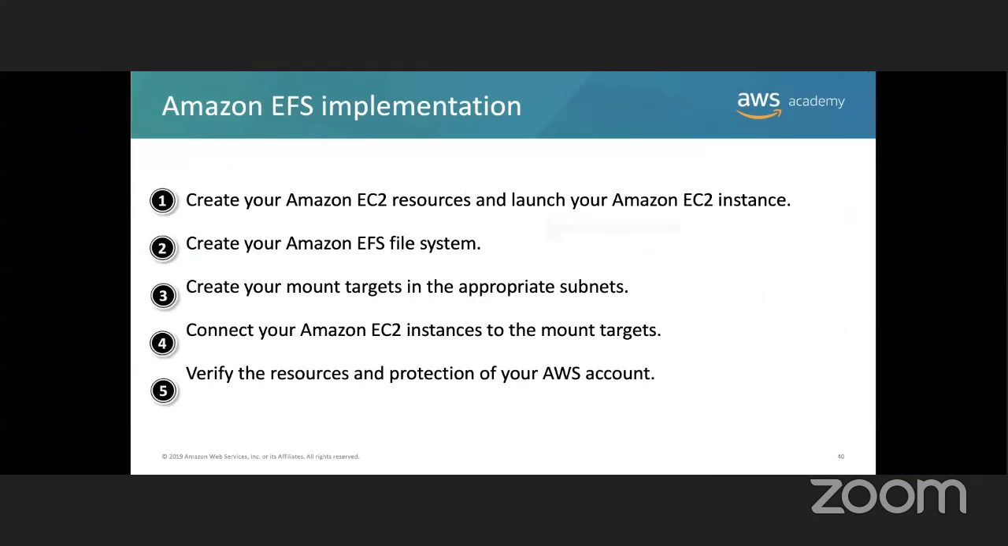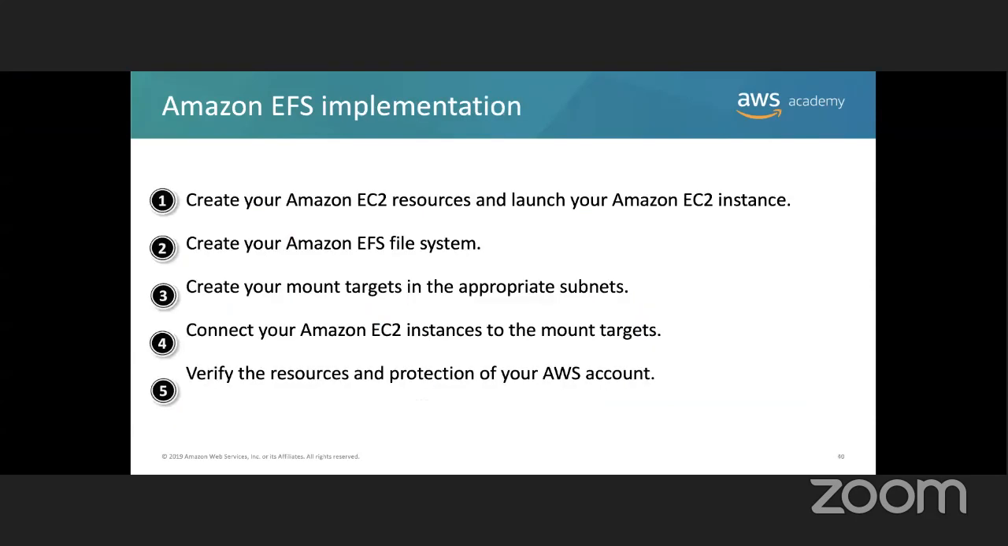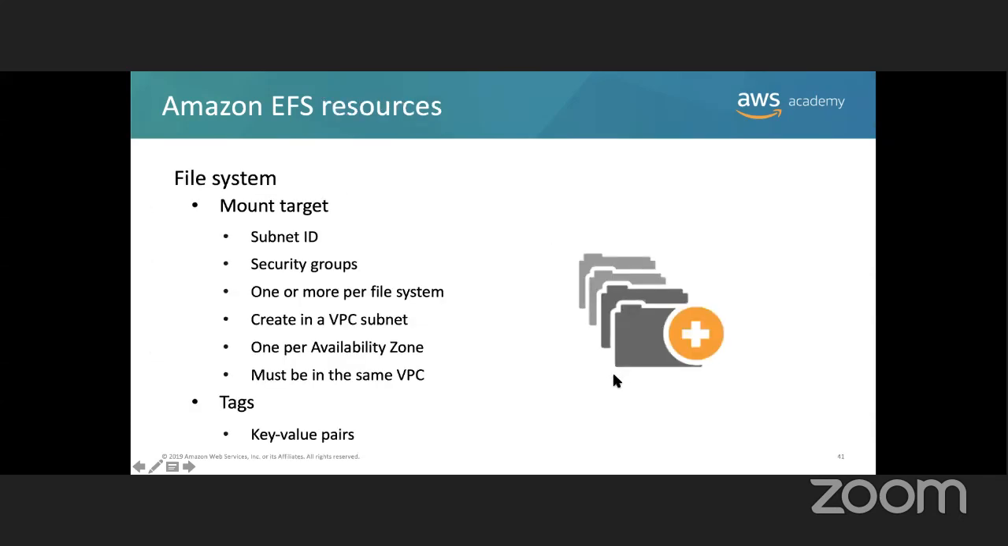So that's what you're going to get here in this graphic. Okay, so you create your mount targets in the appropriate subnet, right? You connect your Amazon EC2 instance to the mount targets, and then verify the resources and protection of your AWS account are there. What do you need to make this possible?